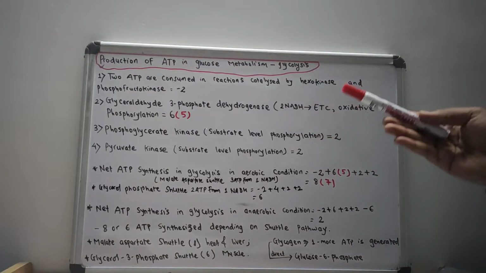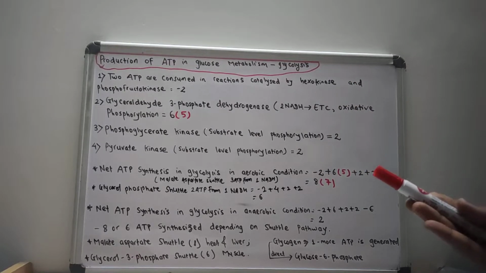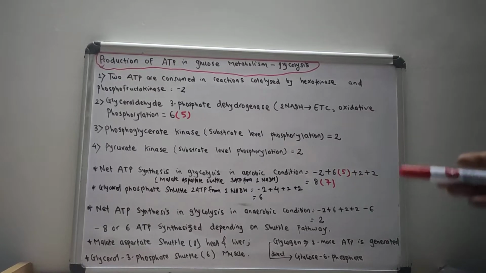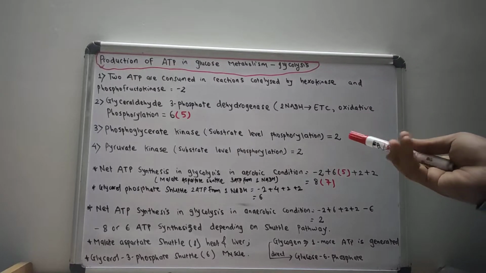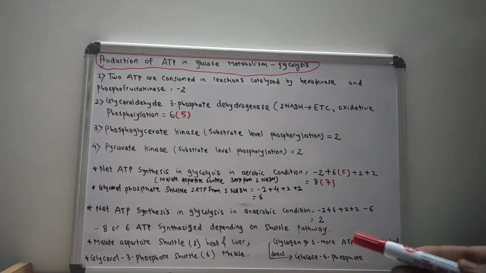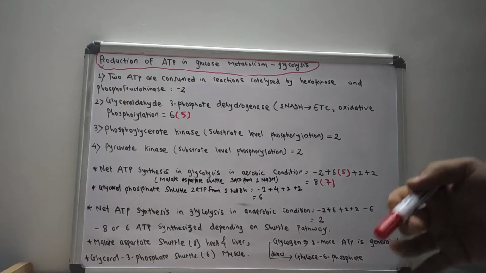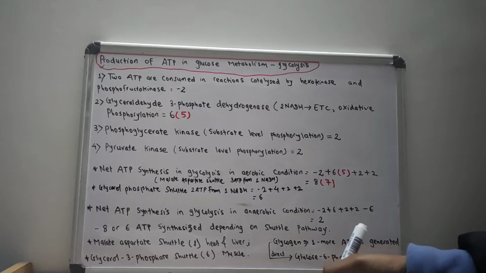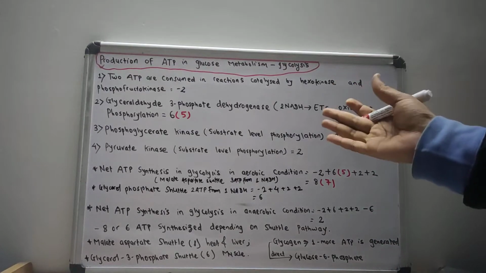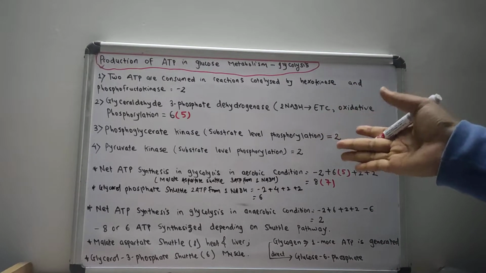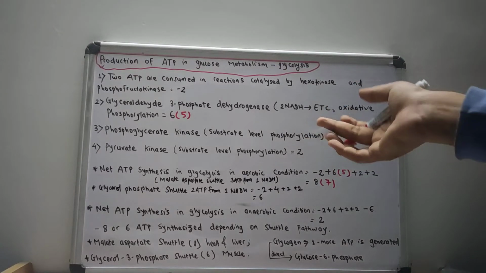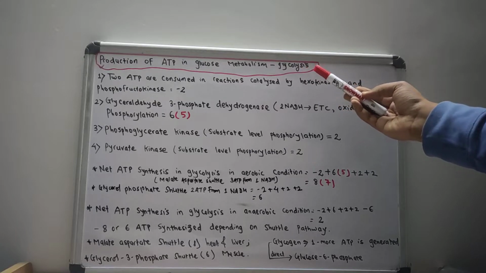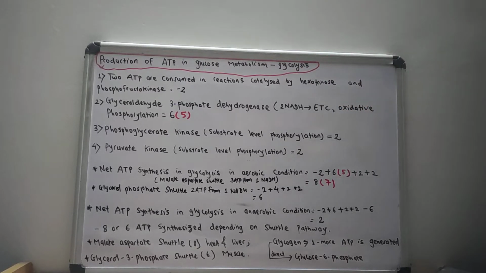Before starting this video, if you haven't read the glycolysis pathway, I want you to see the previous video on glycolysis metabolism and write down in your copy the detailed pathway of glycolysis, so that while discussing the production of ATP in glycolysis, you will find it easy to compare the different reactions and the production of ATP. Now let us proceed towards the production of ATP in glycolysis.